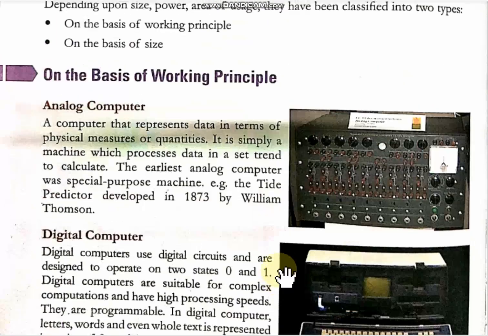What is an analog computer? An analog computer represents the data in terms of physical measures or quantities. It takes the signals to operate on the data and then it responds to the particular signal value. The earliest analog computer that was developed is the Tide Predictor in 1873, and it was developed by William Thomson.